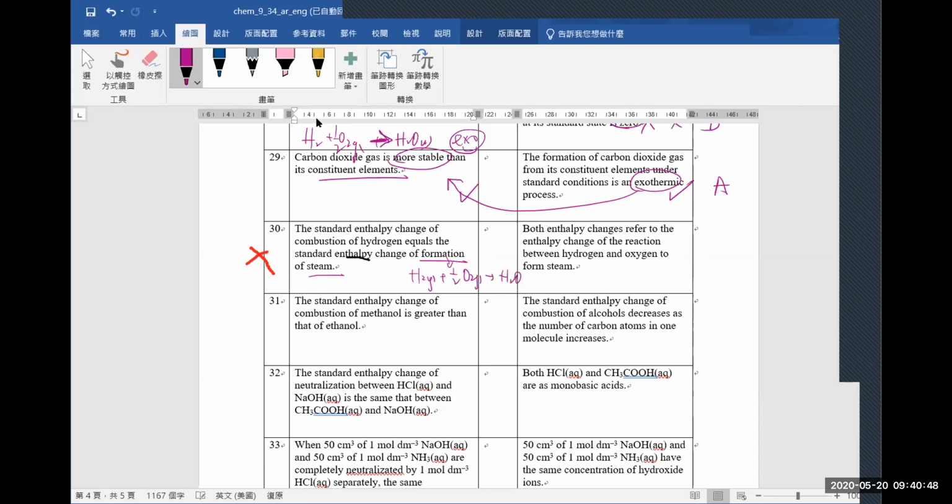To form steam is gas, right? How about for combustion of hydrogen? How will you write down the equation? It is hydrogen and oxygen to form H2O. How about the physical state here? It's L, it's liquid. So are they the same? Are they the same? Equals.